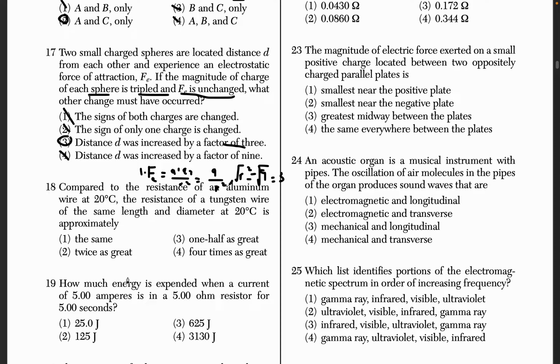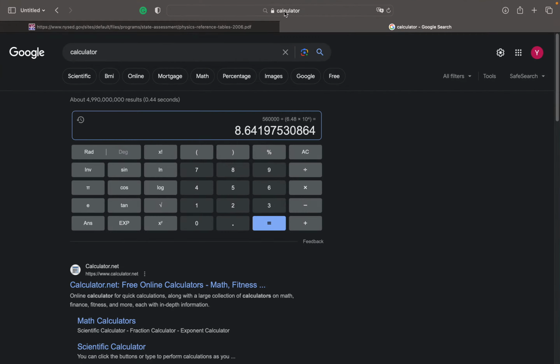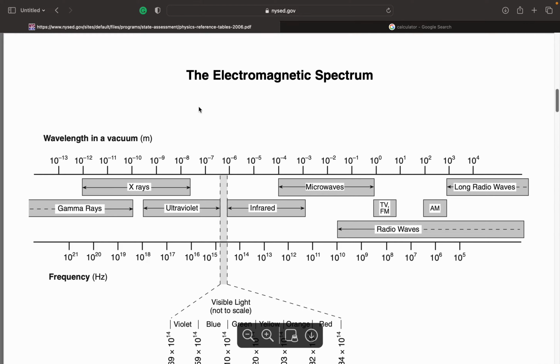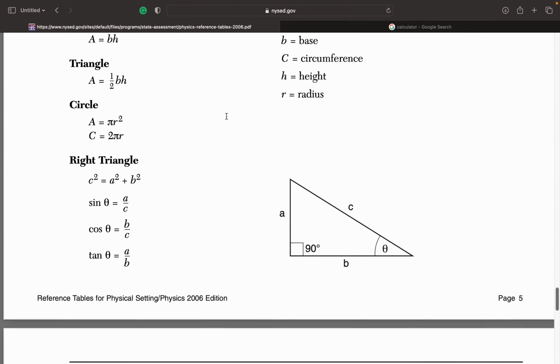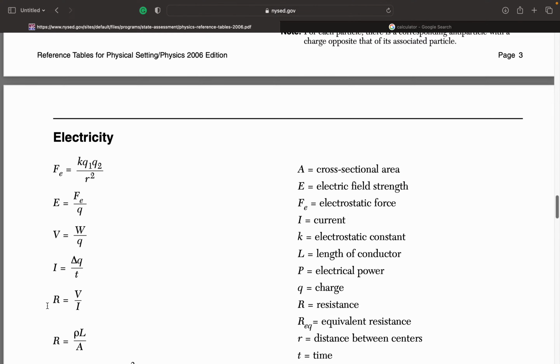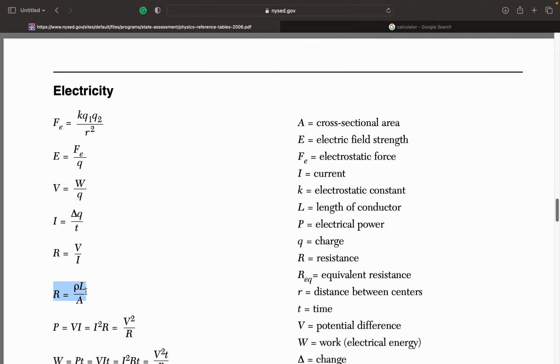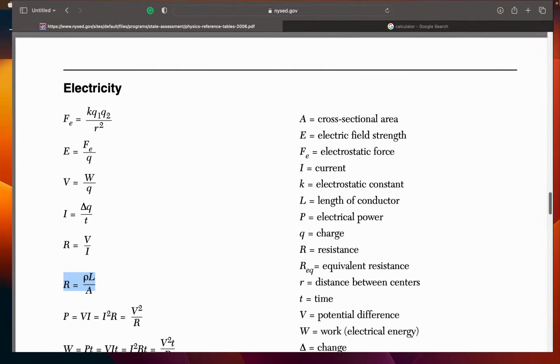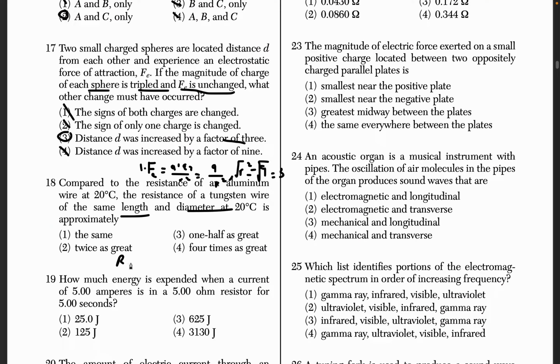Compared to the resistance of an aluminum wire at 20 degrees Celsius, the resistance of a tungsten wire of the same length and diameter at 20 degrees Celsius. Okay, so we have the formula. Let me find it. It says in electricity, right here: resistance equals resistivity, otherwise known as rho, times length divided by A. So let's write that down. Resistance is equal to resistivity times the length divided by the cross-sectional area. Now look, the same length and diameter means the same cross-sectional area, right? Which means we can ignore those factors here. What we have to know is that R in this case is proportional to rho.